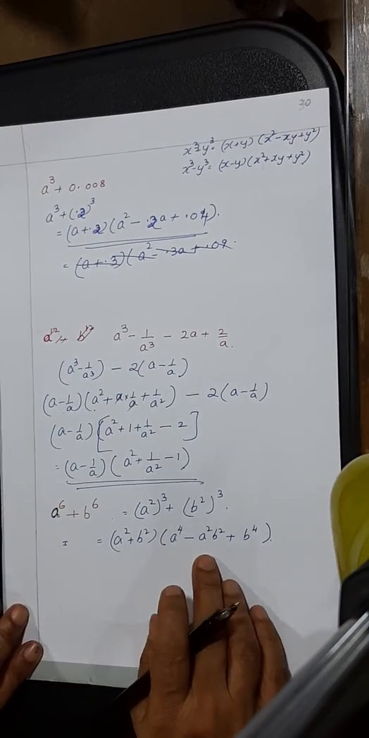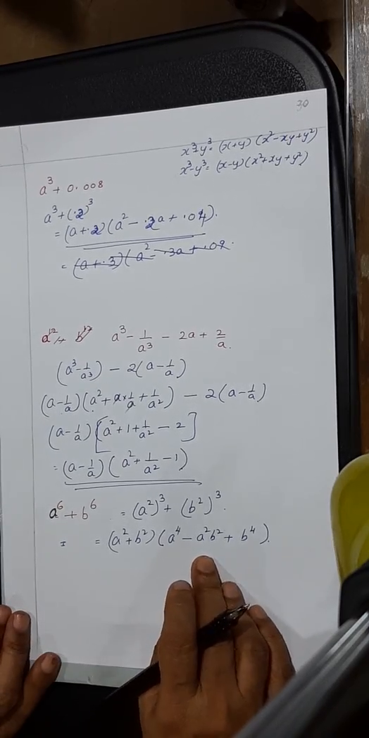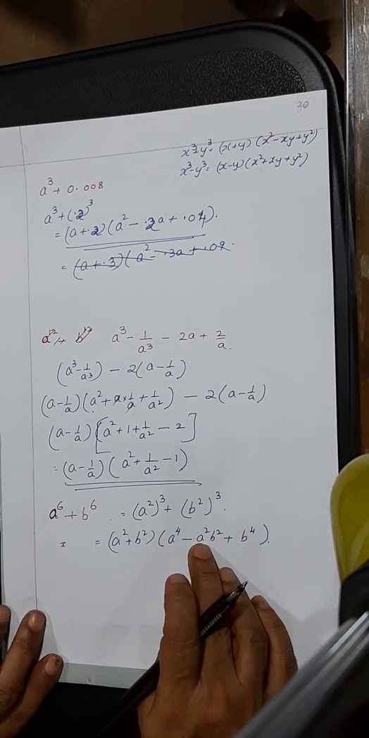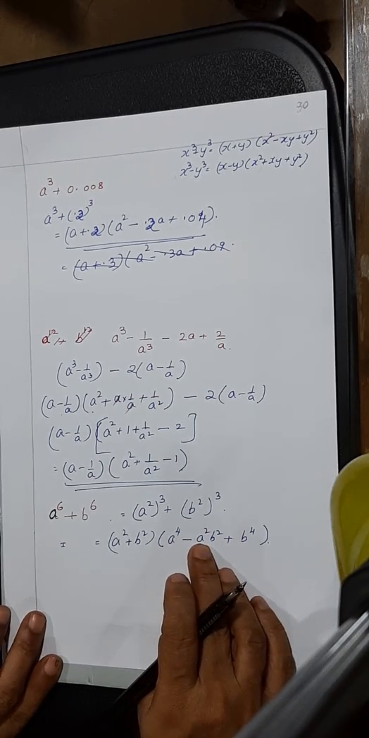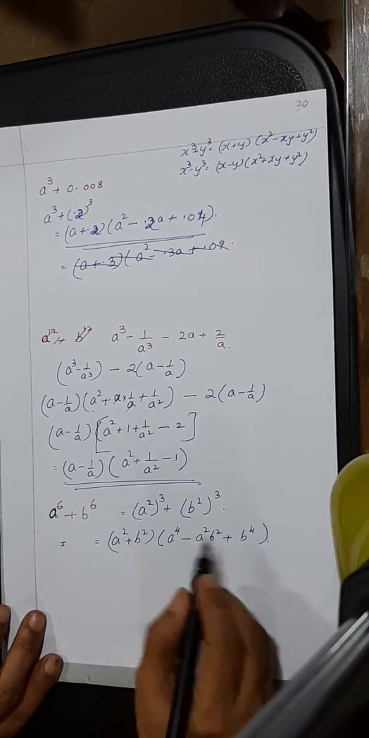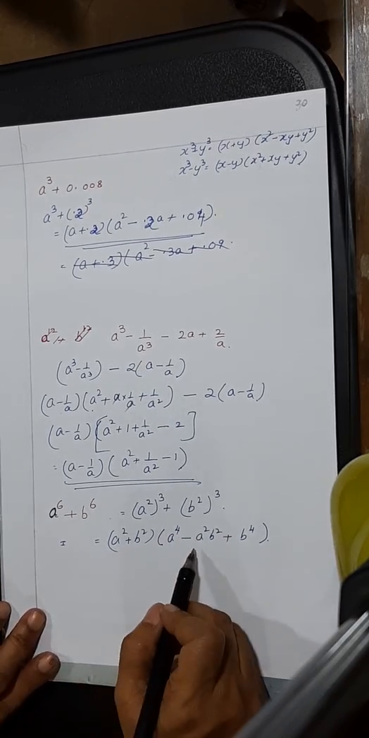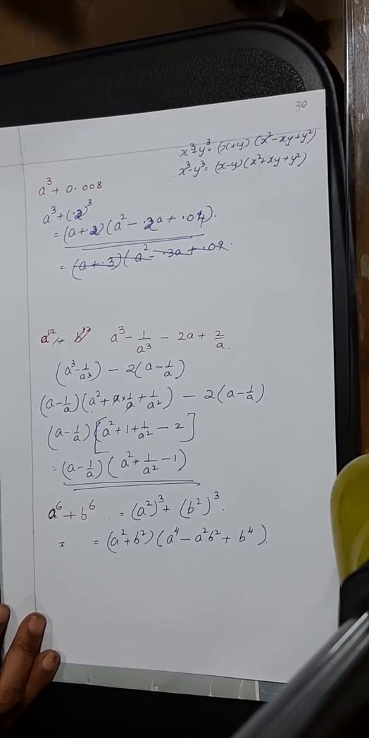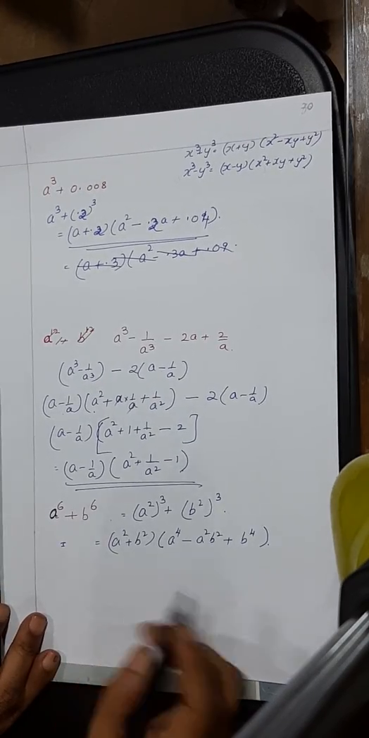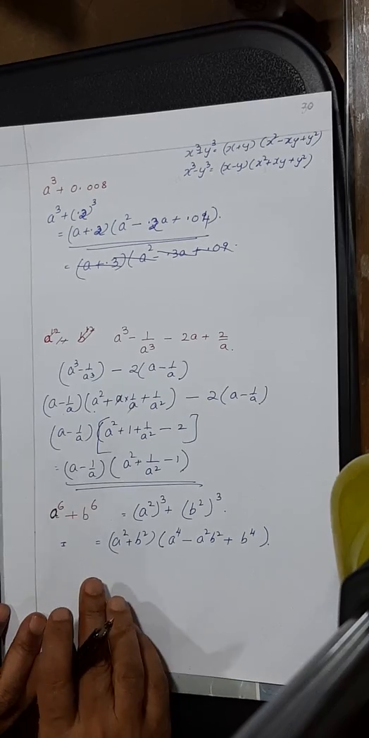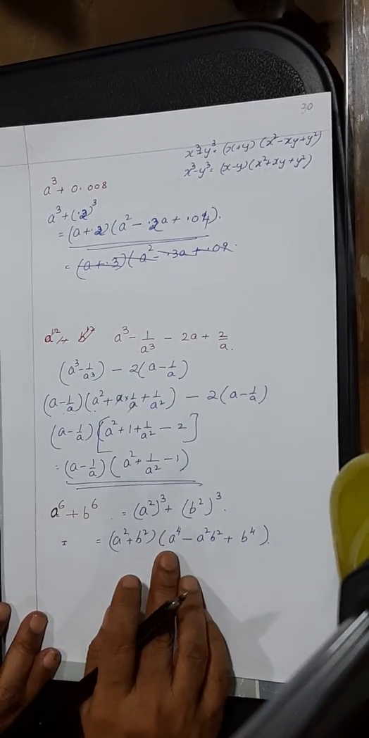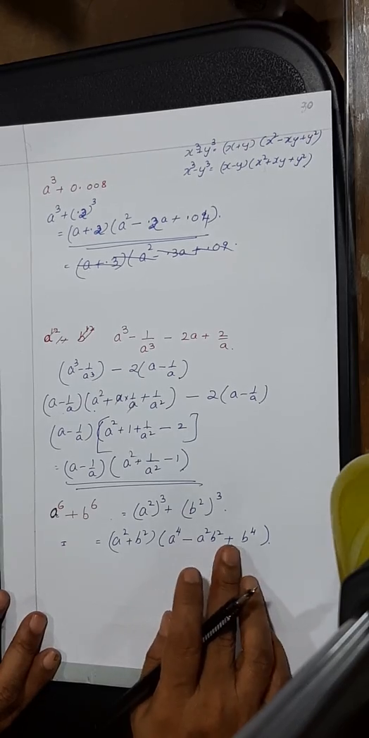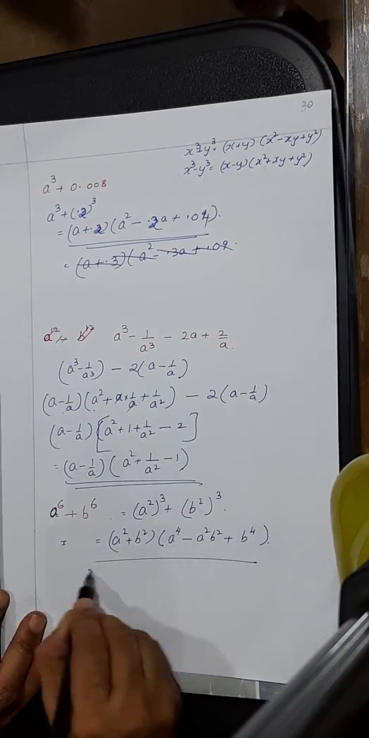Now, here you can factorize it again. If it was plus we could have factorized, but since it is minus we cannot factorize further. Yeah, so you are done with this. A squared plus b squared into a to the power of 4 minus a squared b squared plus b to the power of 4.